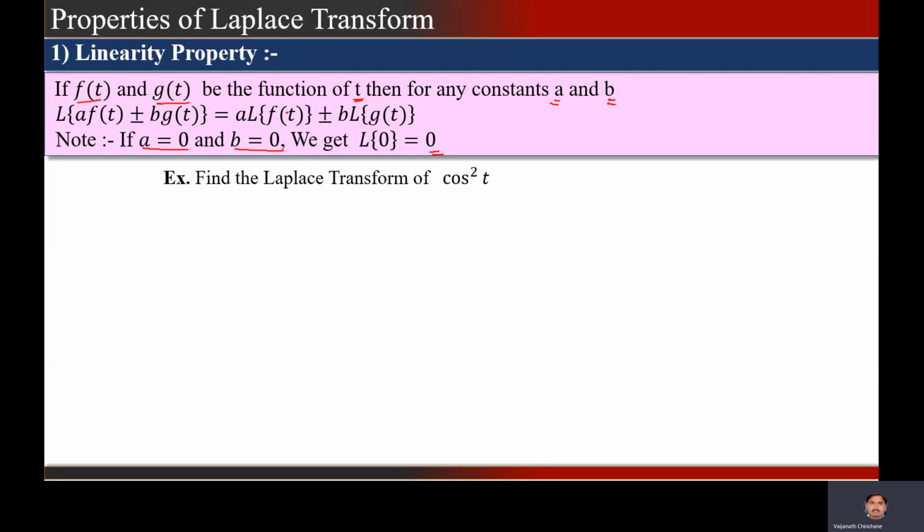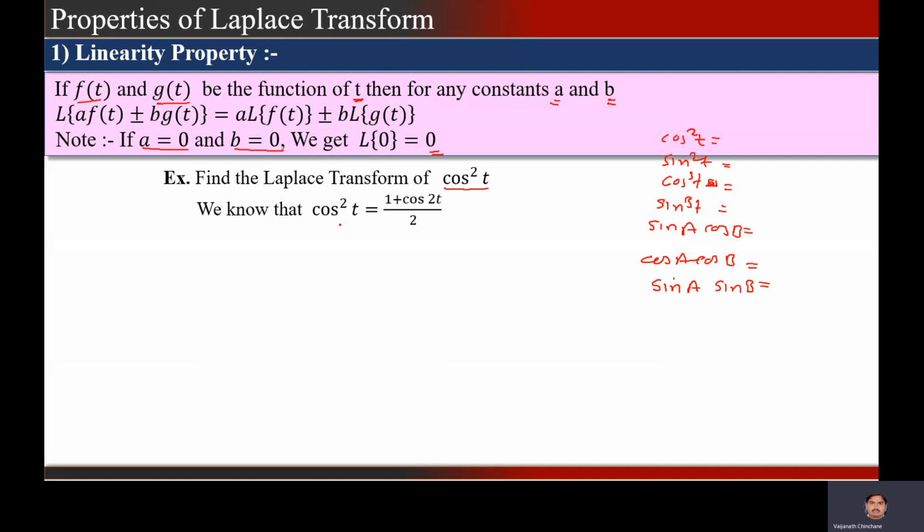So students, here we see some examples. First example, find Laplace transform of cos square t. Students, whenever we want the Laplace transform of some trigonometric identity such as cos square t, sin square t, cos cube t, sin cube t, sin a cos b, cos a cos b, sin a sin b, or something in hyperbolic, if such types of trigonometric identities occur in the example, then firstly write its formula.